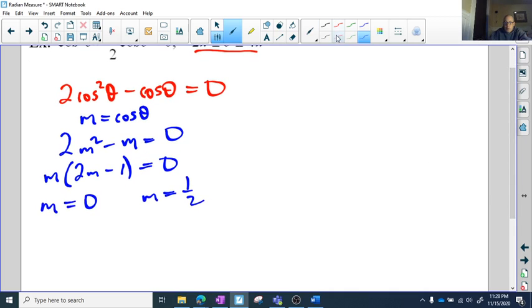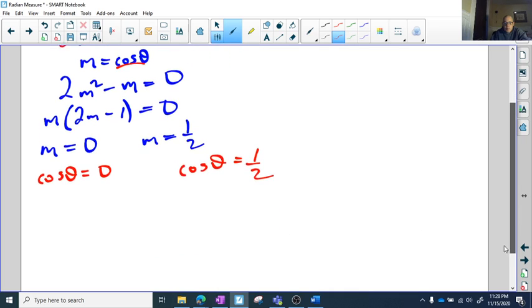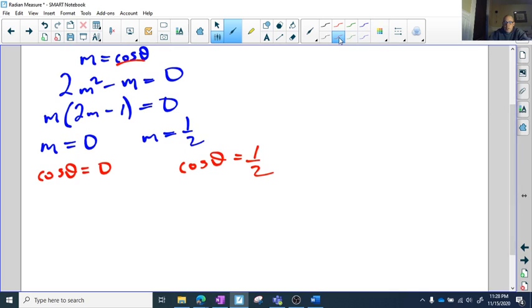So remember, now we resubstitute. Instead of m, cos theta is taking its place. Cosine theta could be 0. Cosine theta could be 1/2. As soon as I see 0 here for cos, I know it's unit circle. Cos is x. X is 0 in two spots. It could be up here, or it could also be down here. This is the first time we've had multiple locations for a quadrant angle.